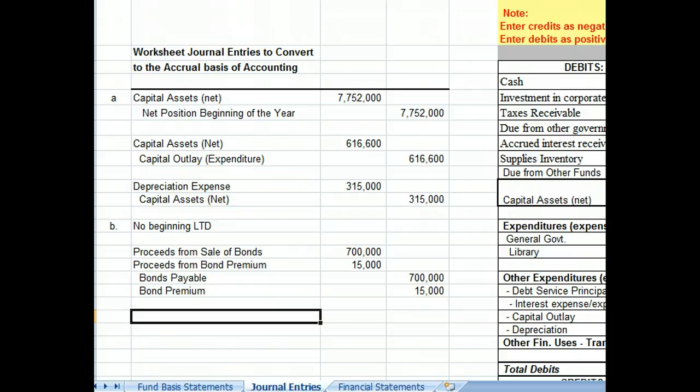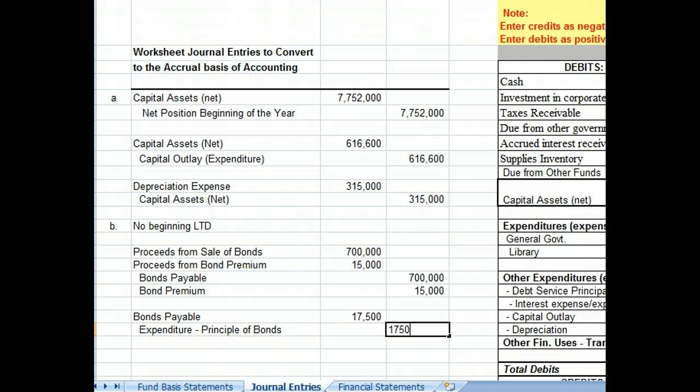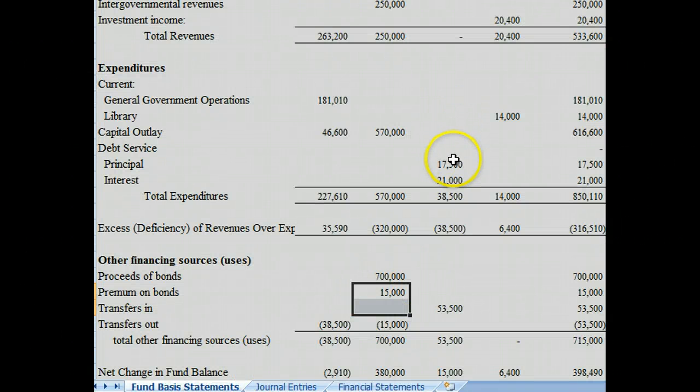Okay, now what we also want to do is record the principal payment. So we're going to debit the bonds payable for $17,500, and we're going to credit the expenditure principal on bonds. We pick that off of the fund basis financial statements. I'll flip you over that in just a second. Let's go over here, and you'll see the $17,500 right there.